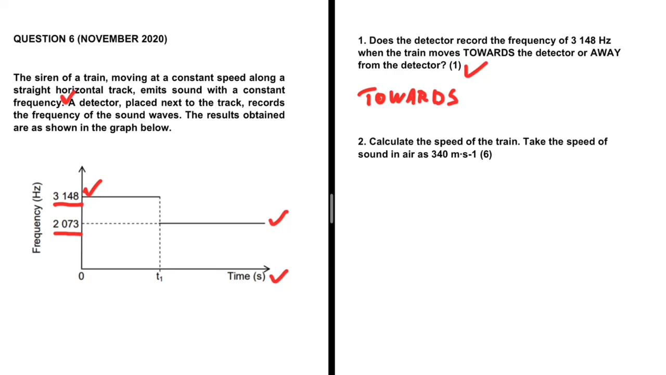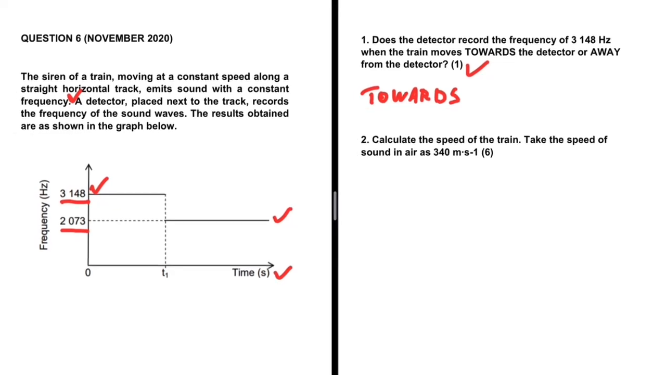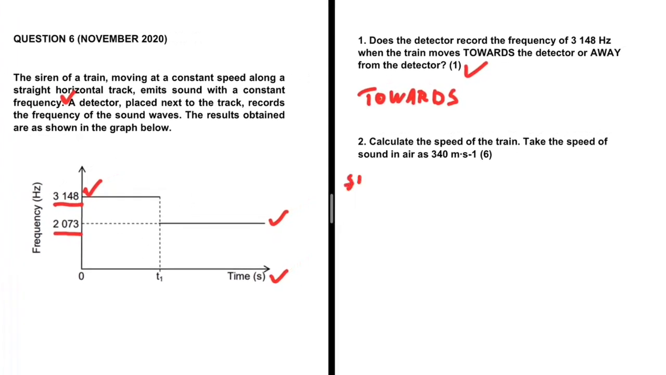So I need you to pay attention to this part. Right. So let's take a look at this. When the train is moving towards, we have a frequency of 3148 Hertz. So let's see if we can use that to calculate the speed of the train. The frequency which is observed, FL, is 3148 Hertz. This is when the train is moving towards.